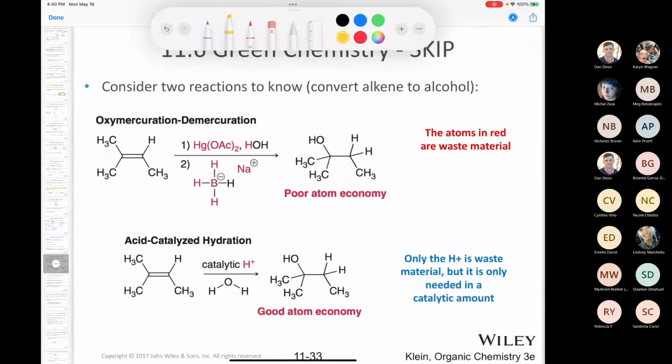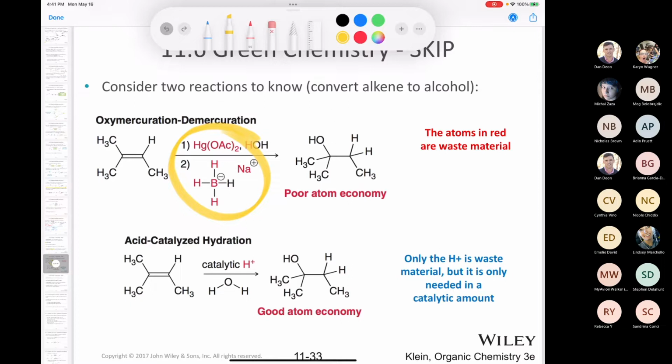Take a look at these 2 hydration of an alkene reactions. One employs oxymercuration, demercuration on the top. The one below it uses just a catalytic amount of H3O+. Well, which one has better atom economy? Check this out. In oxymercuration, demercuration, all these atoms shown in red here, those all end up in waste material. That is not a very good use of all that matter.